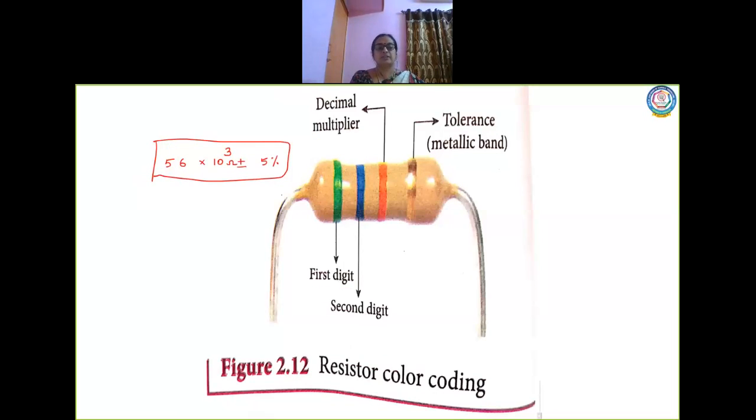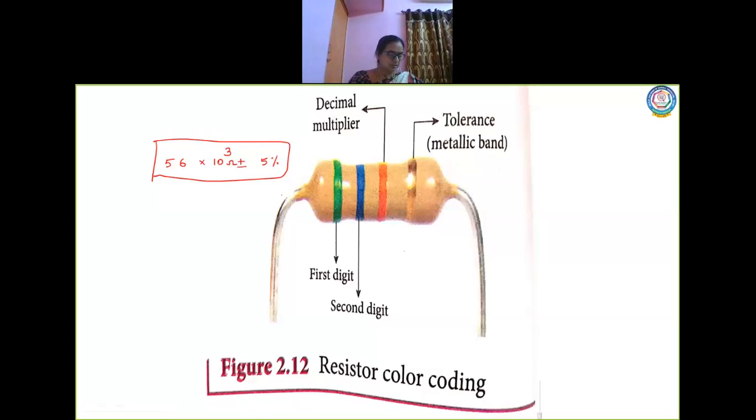So I have written 56 into 10 power 3, which is the value of the resistance of this resistor with plus or minus 5%, because the metallic band here is gold. So this is how you will determine the resistance of a resistor. Is it clear, children? Now this can also be written in kilo ohm. 56 into 10 power 3. 10 power 3 is kilo, right? So 56 kilo ohm plus or minus 5% is also the right answer.